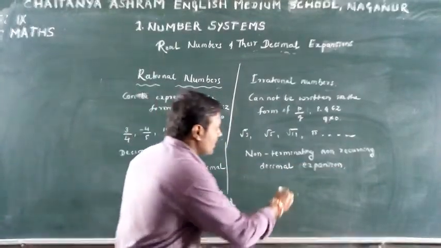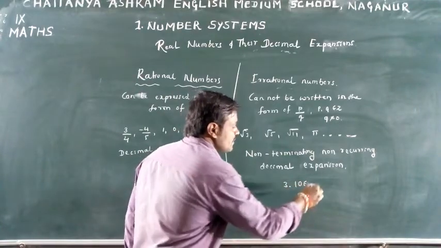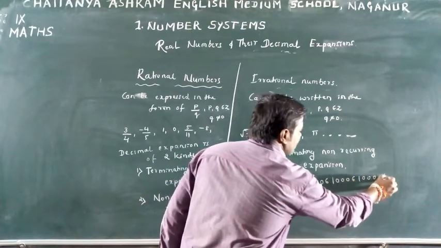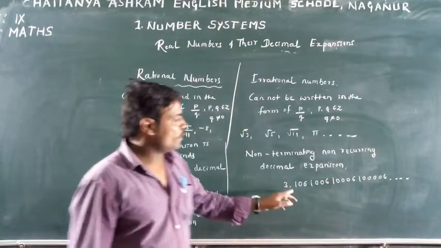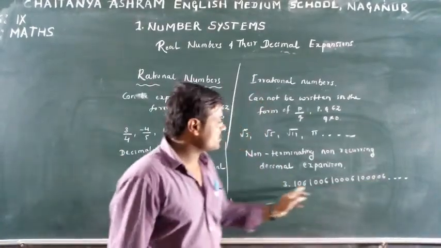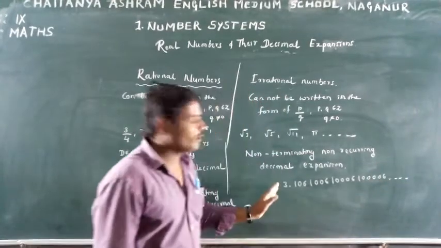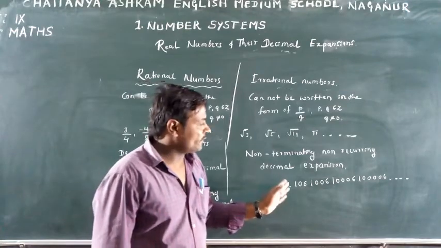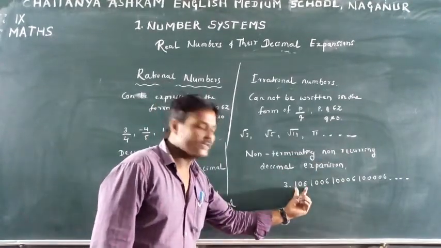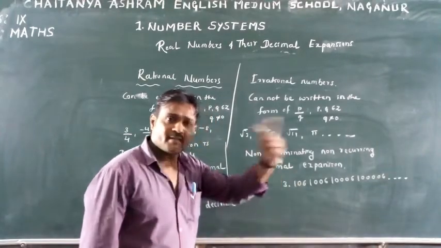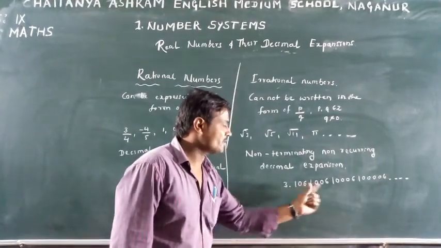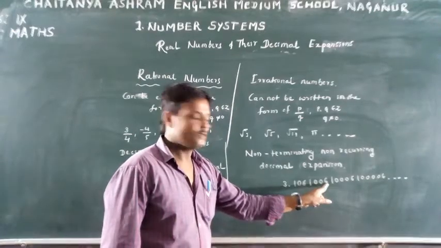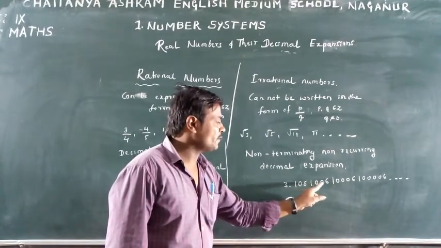Here, 3.106, 1006, 13006, 1406. It is non-recurring; the division process is not completed, it goes on, so non-terminating, and this is non-recurring, dear children. There are no repeating digits. If you consider 106, these three digits, the next string should be 106, but there is no 106. The next string is 1006. So 106 is different from 1006.